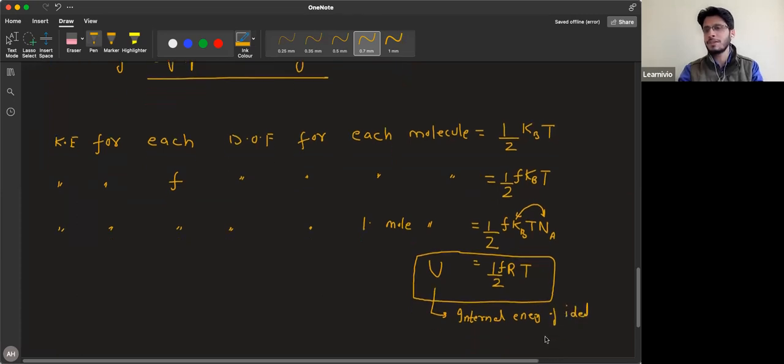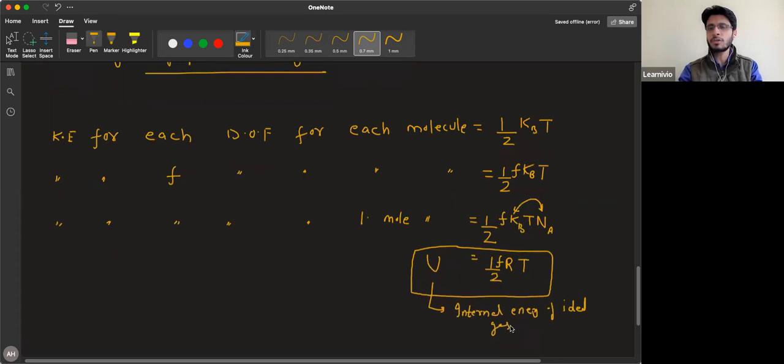So why am I saying this is the internal energy of an ideal gas only? Why not a real gas? Why am I saying it's for an ideal gas? Why not for a real gas? Because in an ideal gas, potential energy is 0. Yeah, because we are not including potential energy. Degree of freedom counts the kinetic energy.